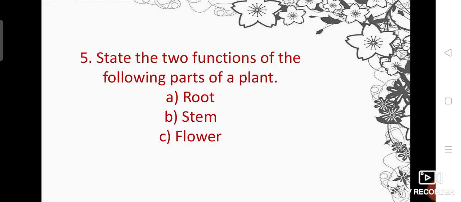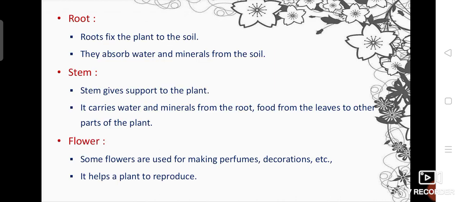Next, state the two functions of the following parts of a plant: root, stem, flower. For each one you have to write two functions. Let us see the root first. First, roots fix the plant to the soil. In fill in the blanks also we have seen this, isn't it? Second, they absorb water and minerals from the soil. I told you plants require sufficient air, water and so on, isn't it? So that water is absorbed by the roots. It is also one of the main functions.